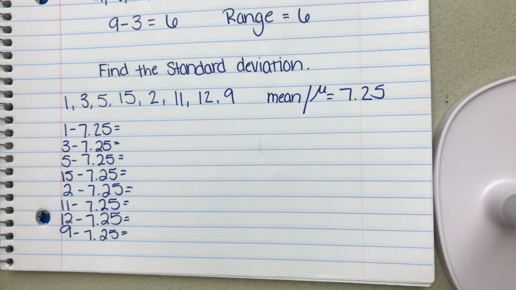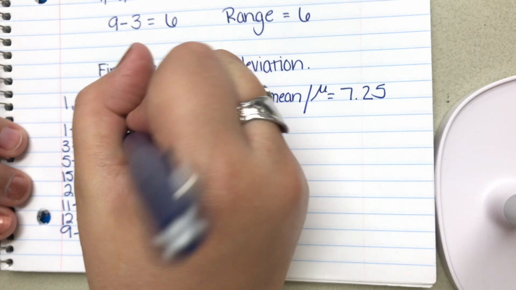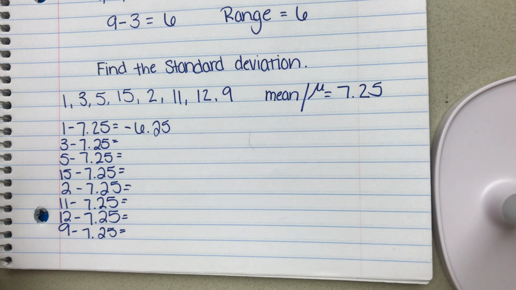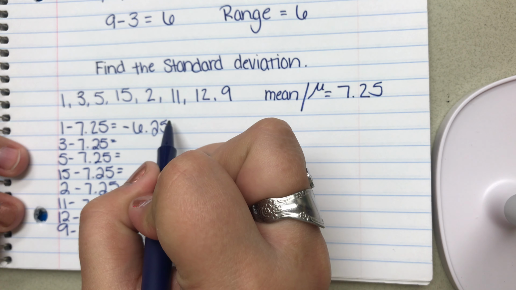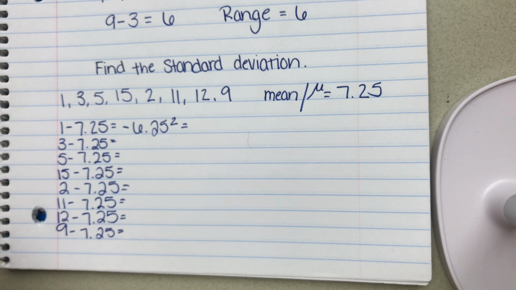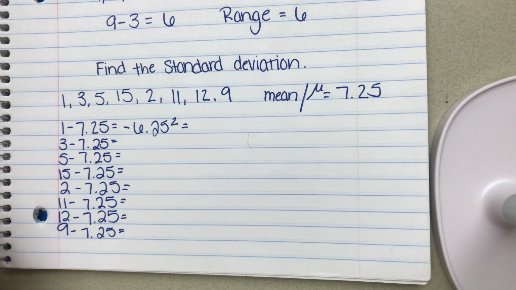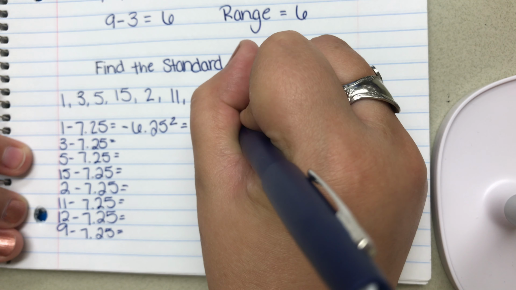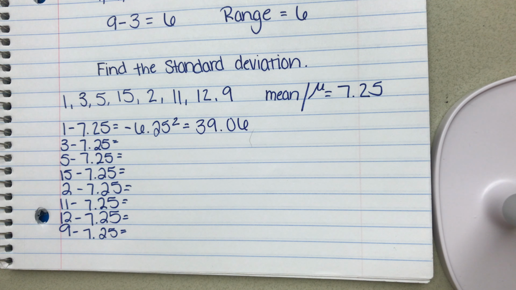Okay, let's find our answers. The first one is actually going to be negative 6.25. It's okay that it's negative because our next step is going to make it positive again. I'll just go ahead and do it and get it over with. We're going to square that number, and we get 39.06. I round to the nearest hundredths place. That's probably best practice right now. I want our final answer to be to the tenths, but the hundredths is okay for right now.